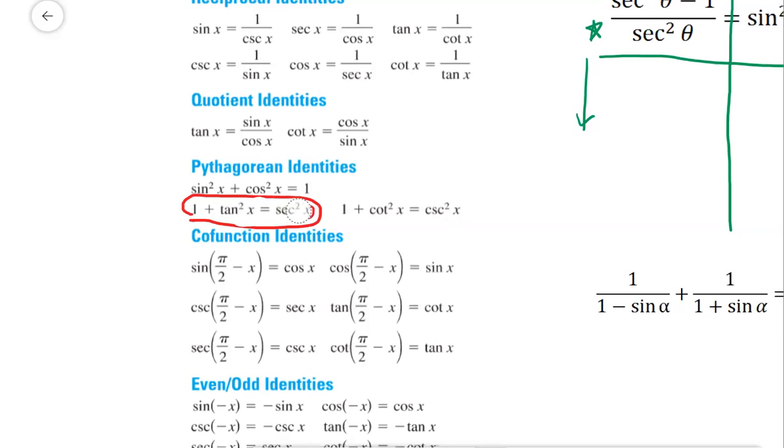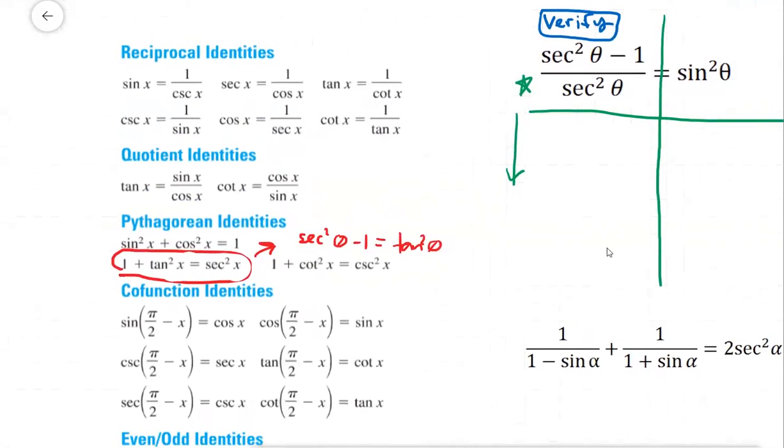So look over here at this, and let's see if we can manipulate it. If I subtract 1, I'm going to get secant squared of theta minus 1 is equal to tangent squared of theta. I turned it into a theta, it doesn't matter. And that's what I'm going to substitute over here. So if I move over just a little bit to bring this back in, what you'll have is tangent squared of theta on top, secant squared of theta on the bottom.